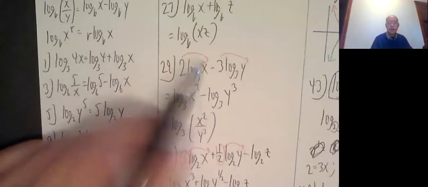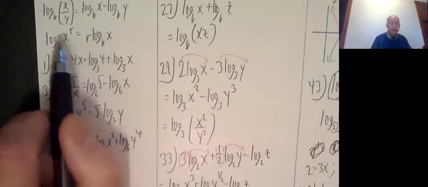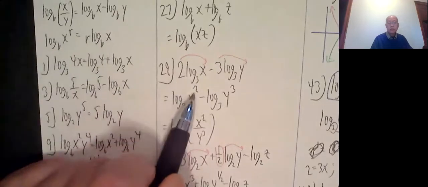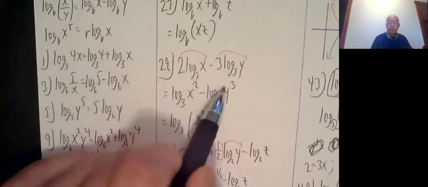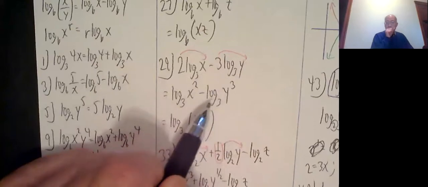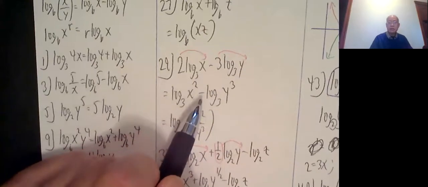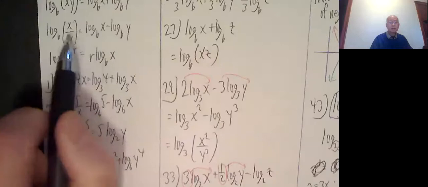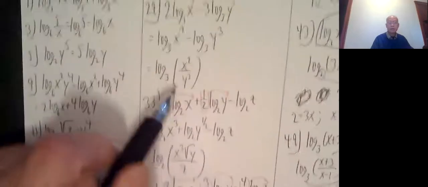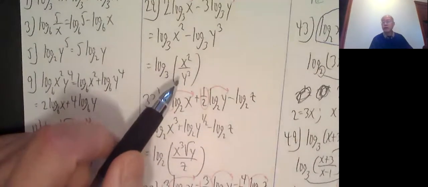The 2 and the 3 climb back up. It's right to left here. So log base 3 of x squared, log base 3 of y cubed. And there's a minus. So the minus means divide. It's right to left on this one. Log base 3 of x squared over y cubed.